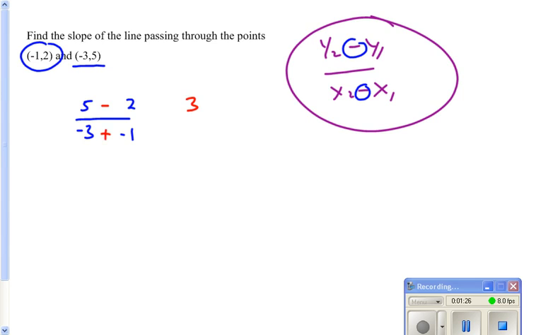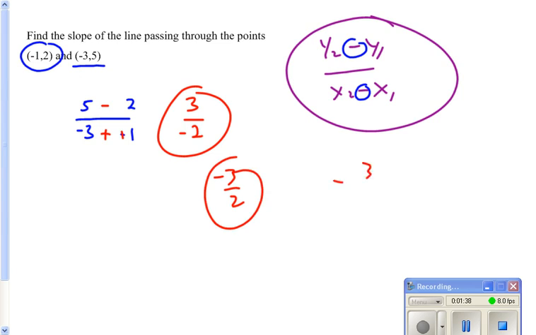Now we know that minus a negative is plus a positive, so my slope is negative 3/2, or 3 over negative 2. Typically I put the negative on top, but all three of those are the same answer.